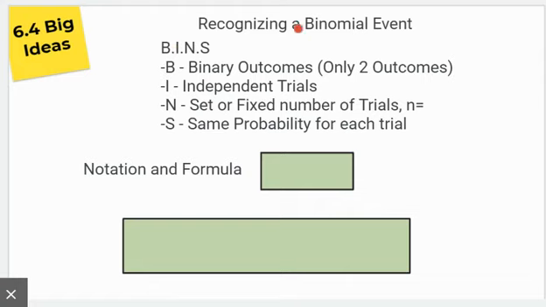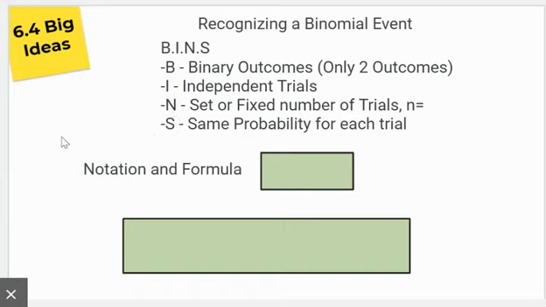So how do you identify if something is binomial? Well, check BINS. Are there exactly two outcomes? Are the trials independent of each other? Is there a set or a fixed number of trials? And does the probability stay the same from trial to trial? This will help you determine if something is binomial. If you say no to any of these, then it's not a binomial situation.